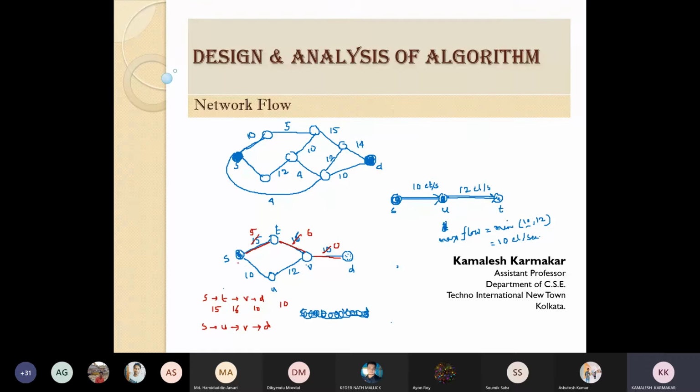Through this path, what can be the maximum flow? 10, 12 and 0, because we have already considered the previous path. In that case, 10 units have already been forwarded through this link. This link cannot forward any more data or water. The capacity of this link is 10 units per second, so it can't forward any more data. Is it fine?